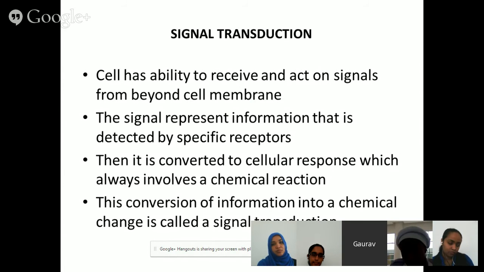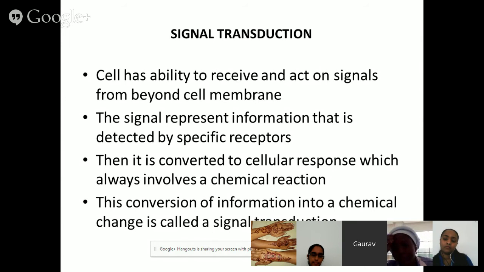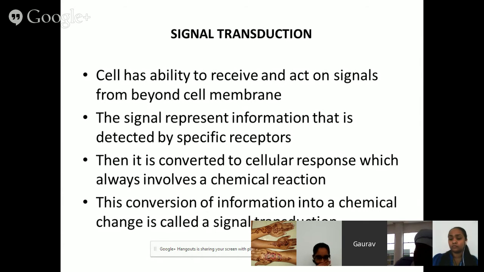These signals are passed in the form of chemical messengers. Each and every cell has the ability to receive or to act on signals. This is called signal transduction. In this topic, we'll discuss how cells transduce their signals from one cell to other cells.